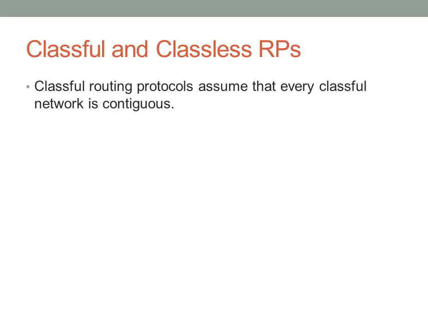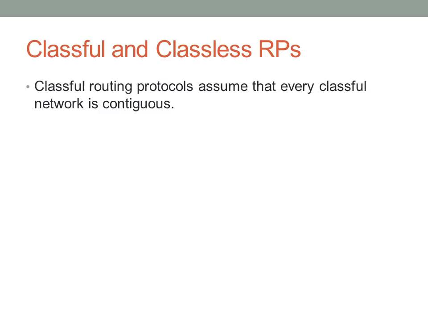So for example, let's say I have a router and I've configured on that router 10.1.0.0/16. That is a subnet of 10.0.0.0/8. And what classful routing protocols will assume is that if a router knows about one network that is the 10 network, it will know about all networks that are the 10 network.